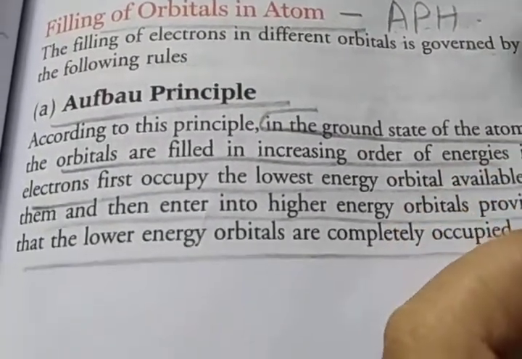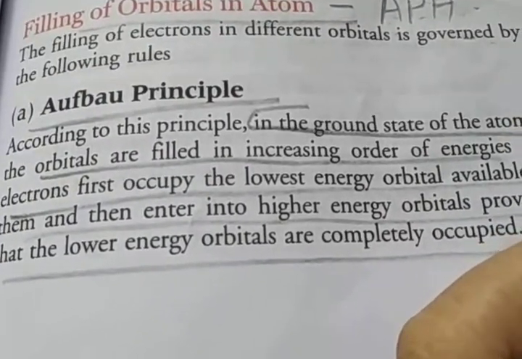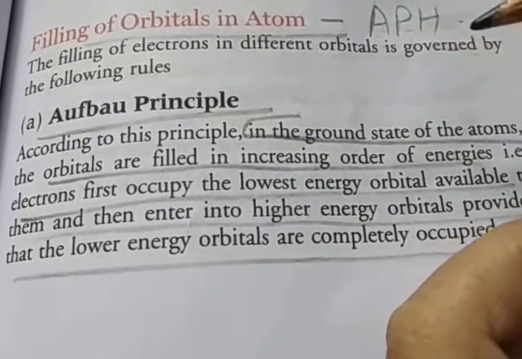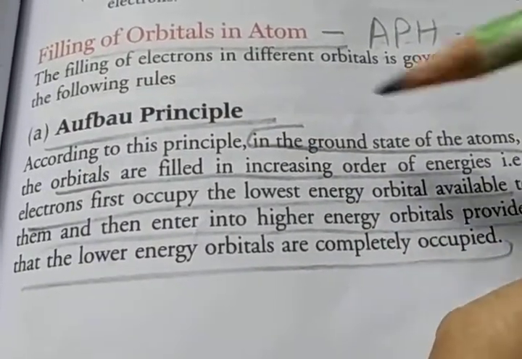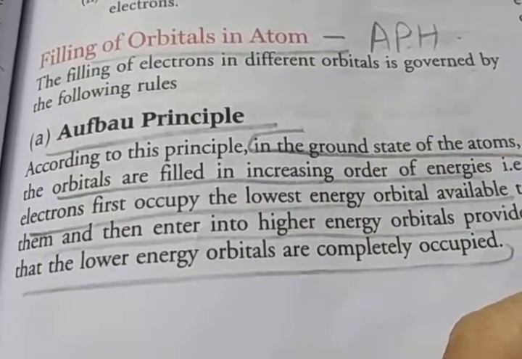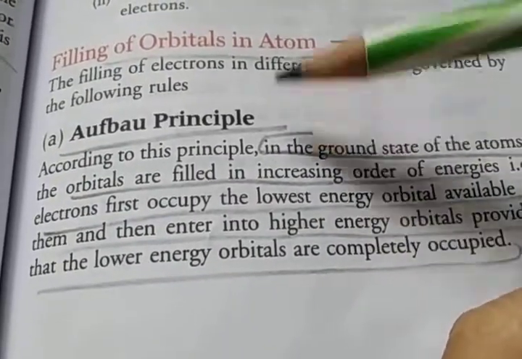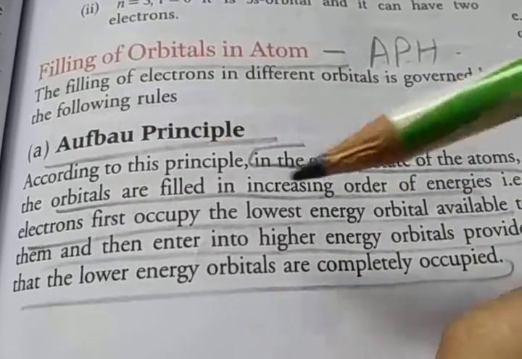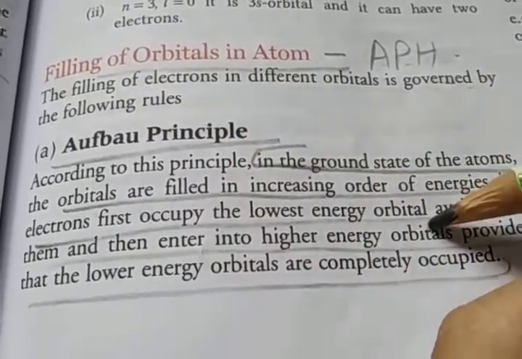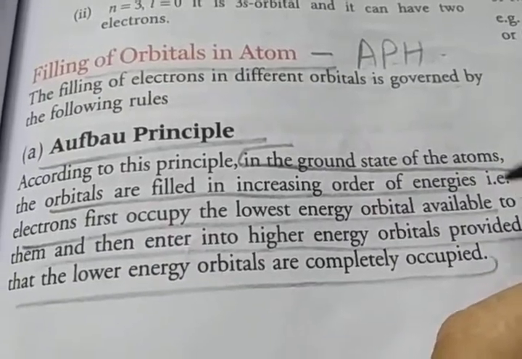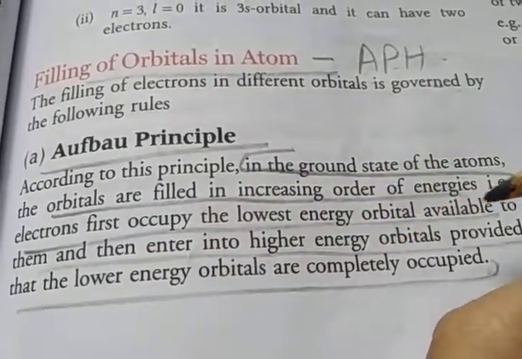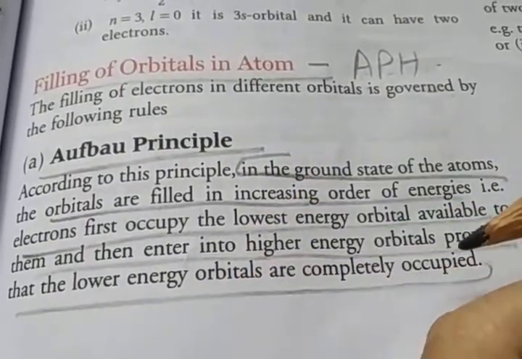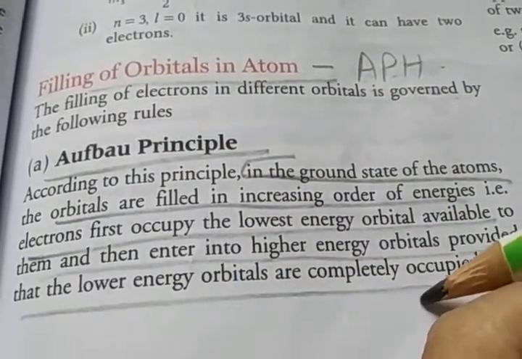So first is the Aufbau principle. According to this principle, in the ground state of the atoms, orbitals are filled in increasing order of energy. That is, electrons first occupy the lowest energy orbital available to them and then enter into the higher energy orbitals, provided that the lower energy orbitals are completely occupied.